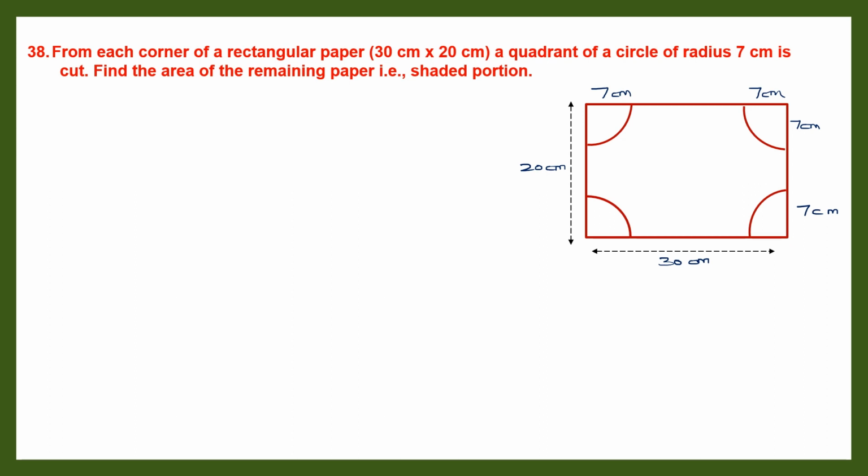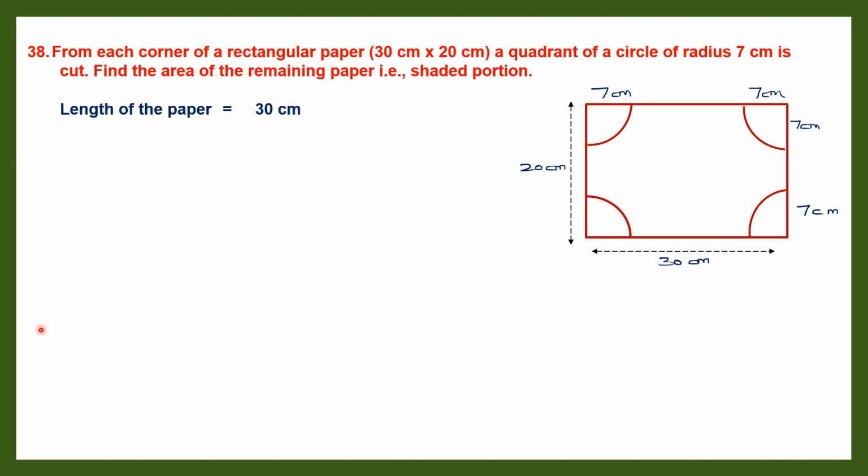Now we are asked to find the area of the remaining paper, that is this part. If you cut off these 4 parts, what is left is only this portion inside. Now we have to find the area of this remaining paper or this portion inside. Now how do we find that? First we have to find the area of the rectangle. Then we have to find the area of the 4 quadrants, and when we subtract, we can get the area of this portion inside, that is the remaining paper.